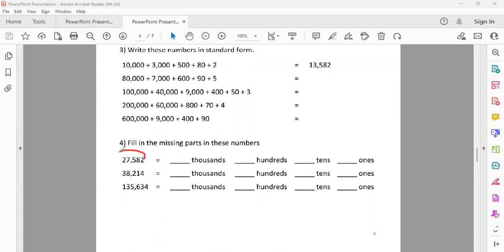So over here, if you read this number, 27,582. So start with the ones. You'll need to put your 2, and then your 8, and then your 5, and then you are left with only thousands as one place value. But how many thousands do we have? We just don't have 7,000 here. We have 27,000. So you write 27,000.